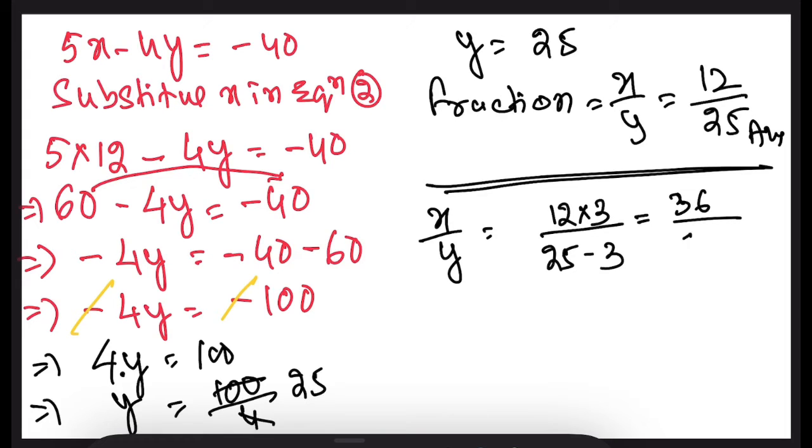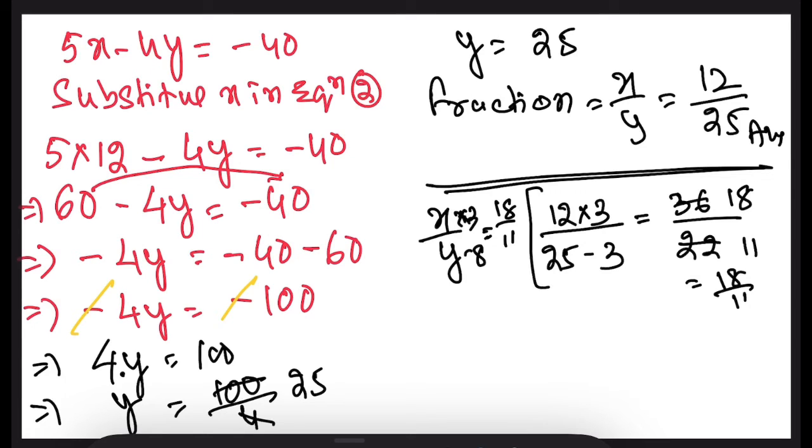So 36 upon 25 minus 3 becomes 22. Now we can cancel this. If you cancel this by 2, how much will it come? It should come 18 upon 11. So 2 11s are 22, 2 18s are 36, giving 18 upon 11. So our 18 upon 11 has come. It is correct.